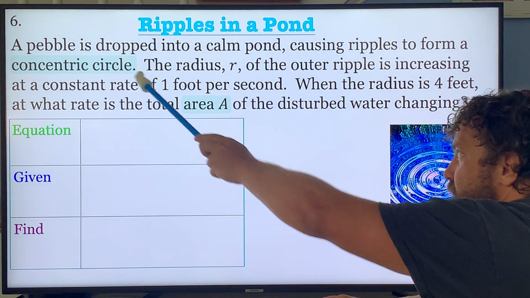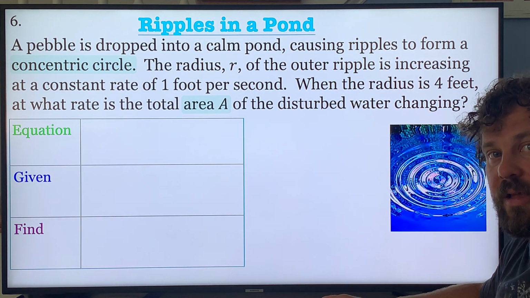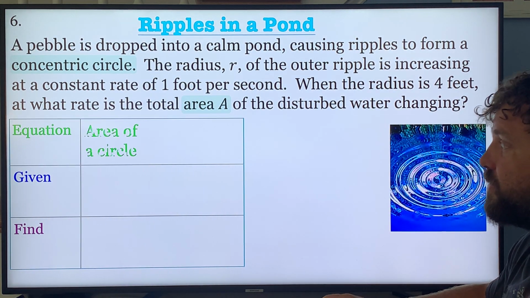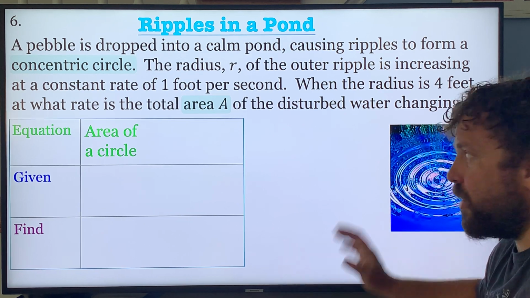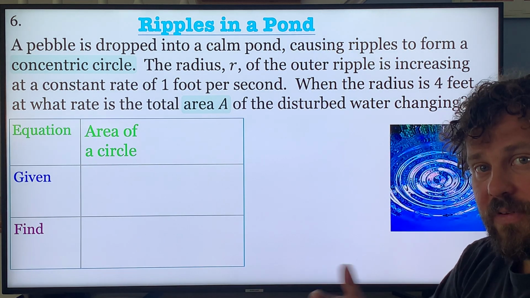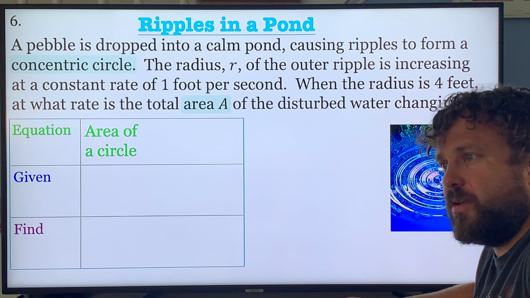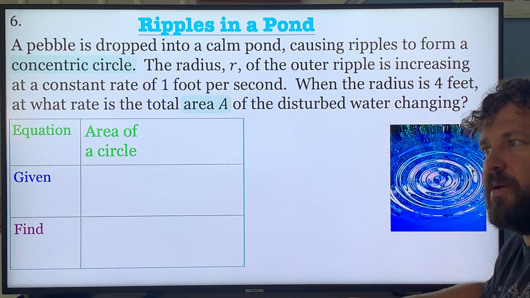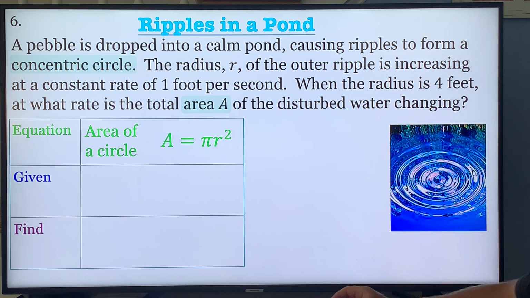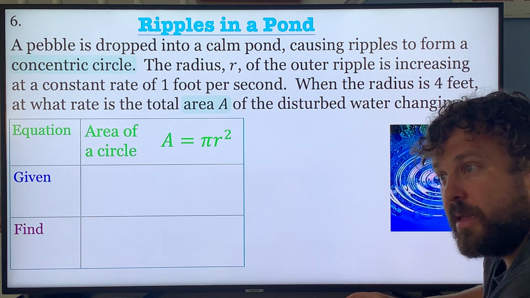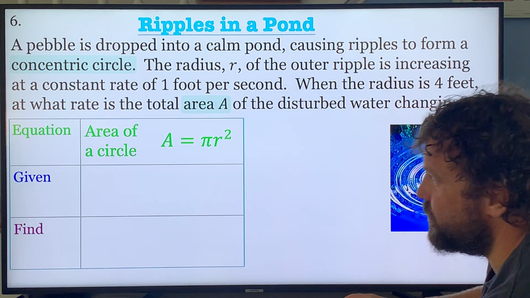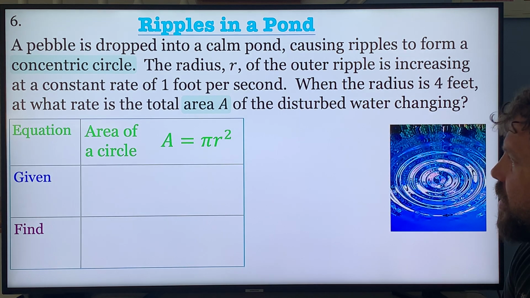I see the word circle. I see the word area. So it'd probably be, you got it, the area of a circle. Now, I don't see that equation anywhere, so you have to find out what it is. What's the area of a circle? If you don't know this in calculus, shame on you. But it is pi r squared. If you don't know it, you can look it up. That's what computers are for, that's what your phone is for. So area is pi r squared. Okay, now I got my equation.